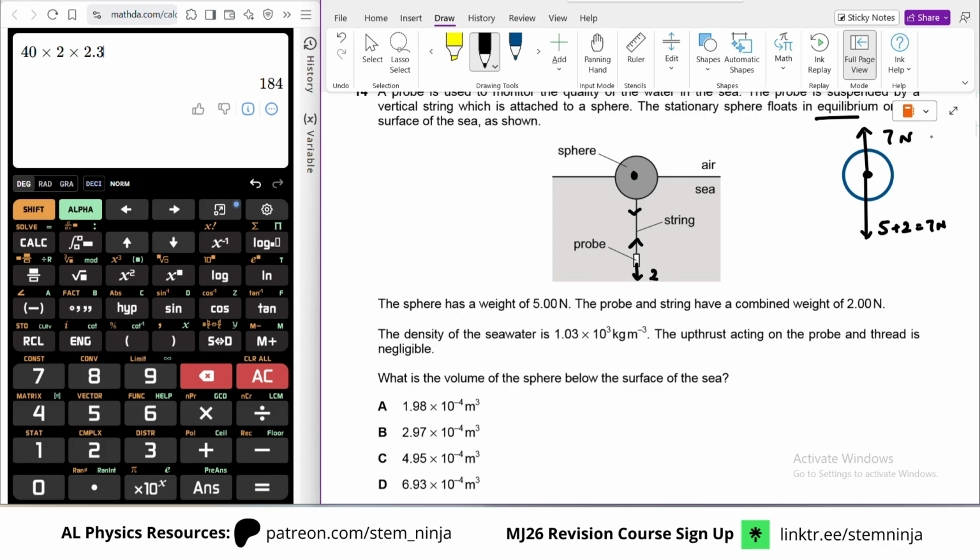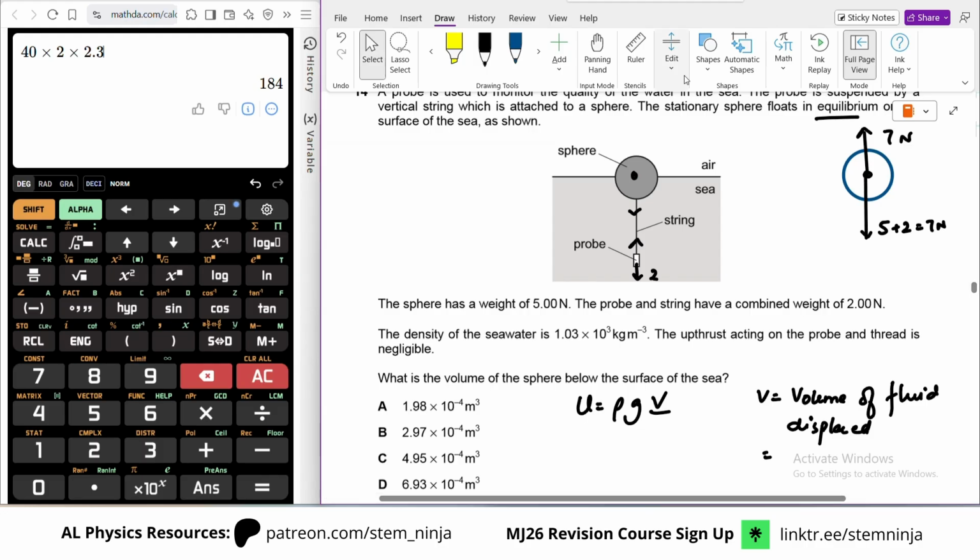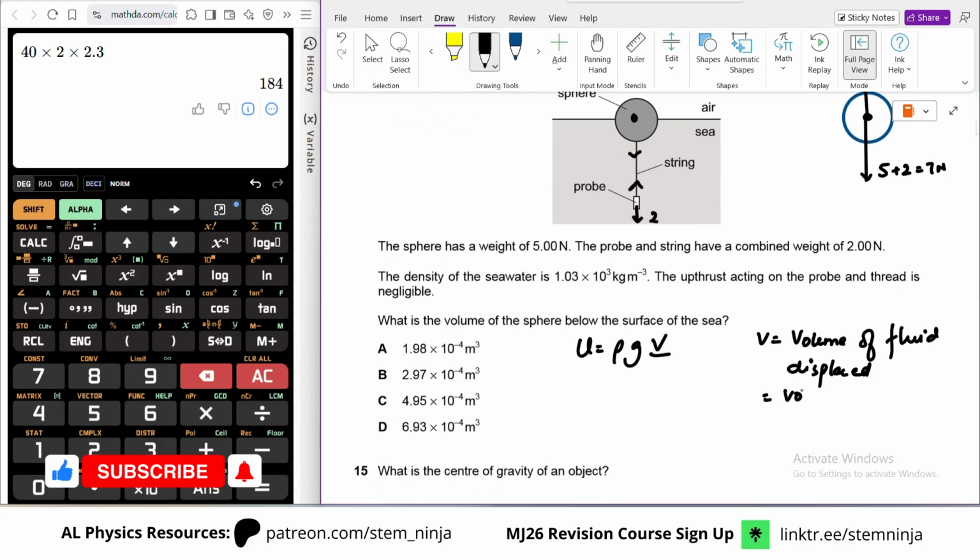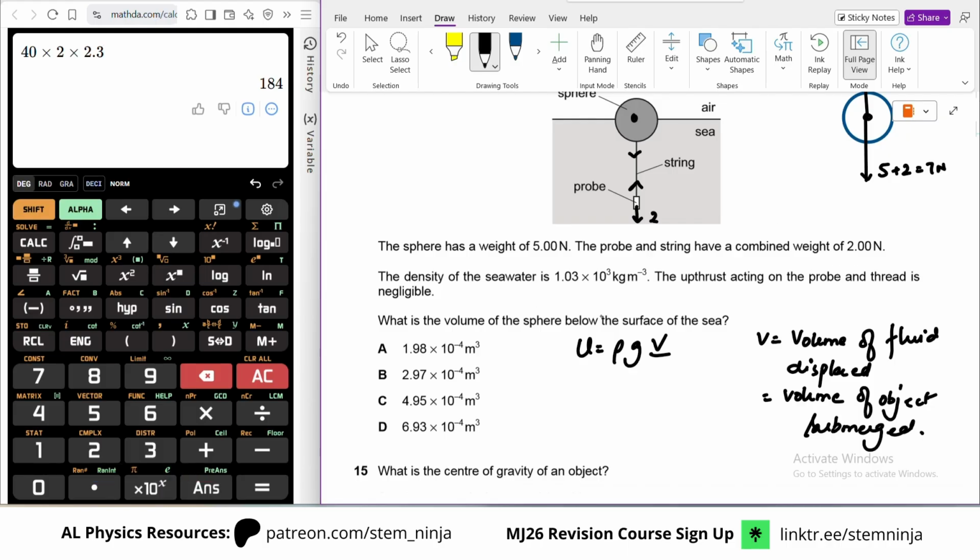Now, we know the formula upthrust, rho g v. This v is basically the volume of fluid displaced in Archimedes' principle. Or you can also say that this is the volume of object submerged. So basically the volume of the sphere below the surface. So we need this.